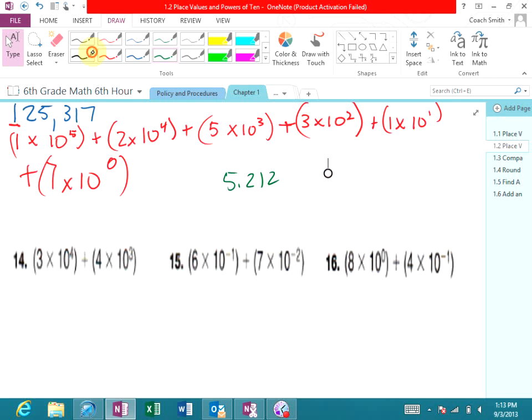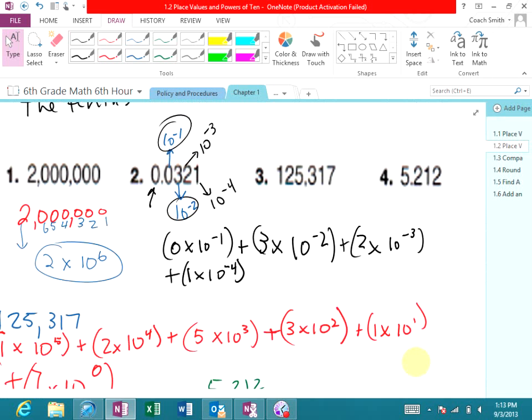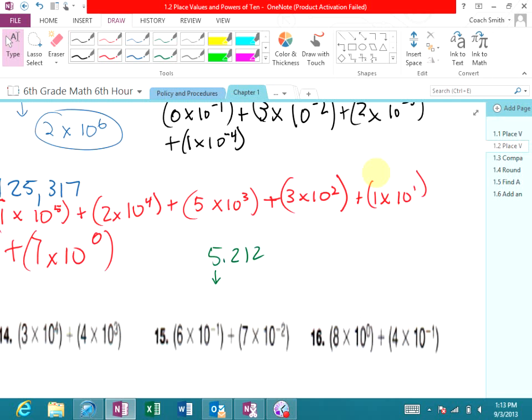All right, now, the 5 right here is in what place value? This right here? Decimal. 5.212. Okay? And this is problem number 4. Right here. Okay, we're doing that one right there. So what place value is the 5 in?